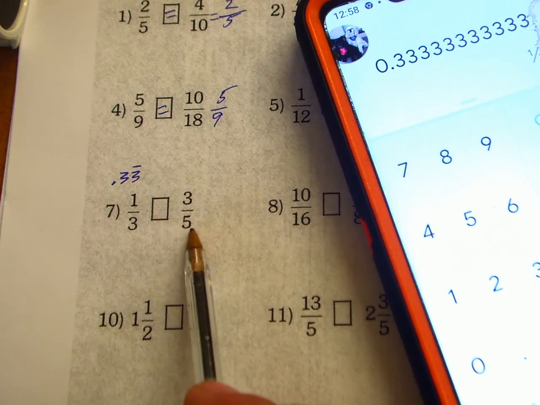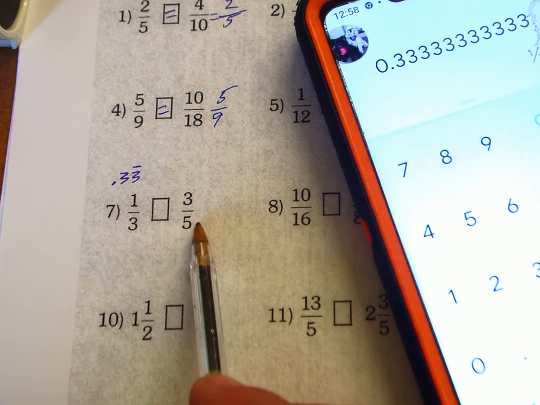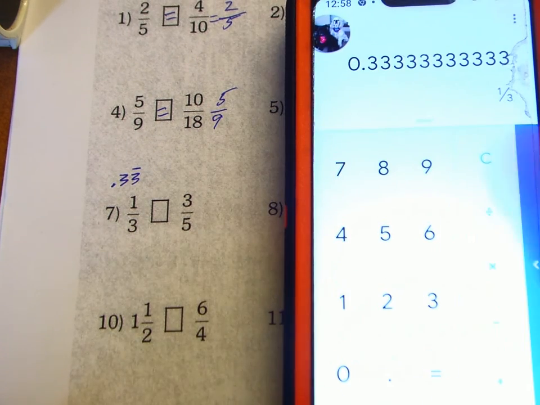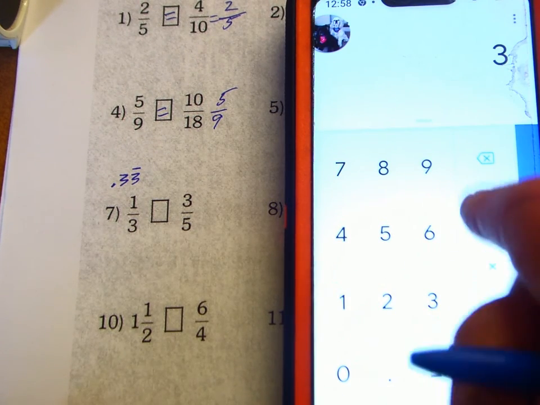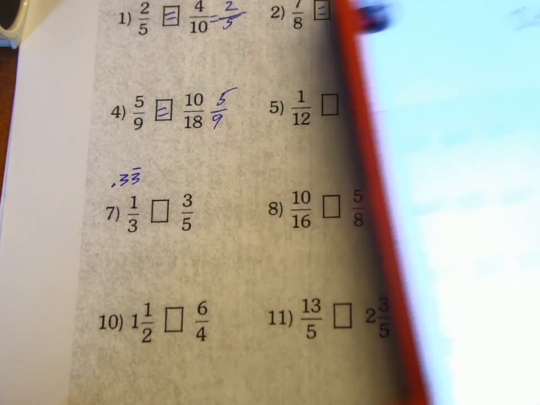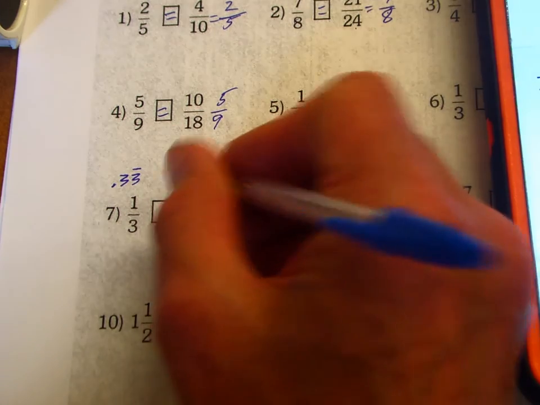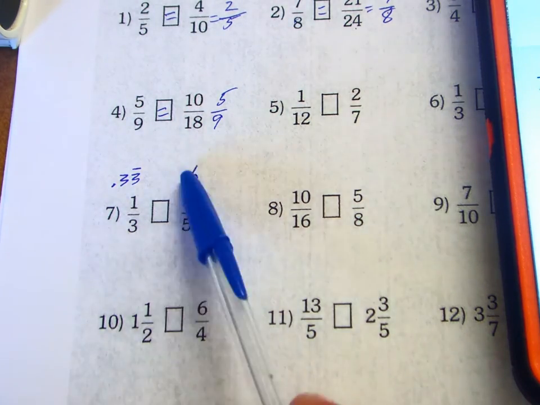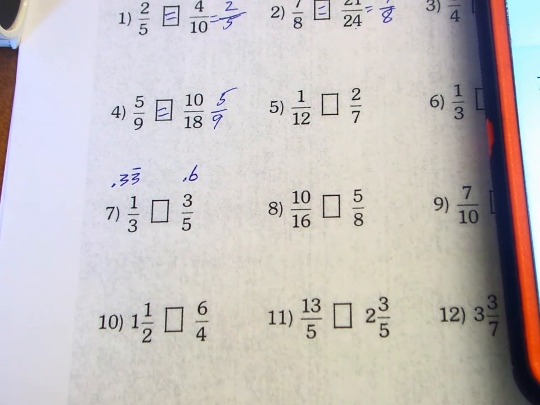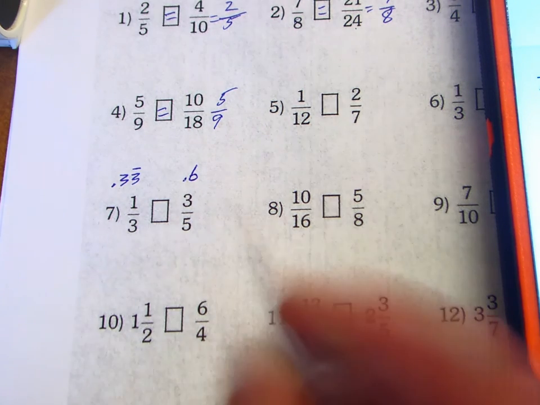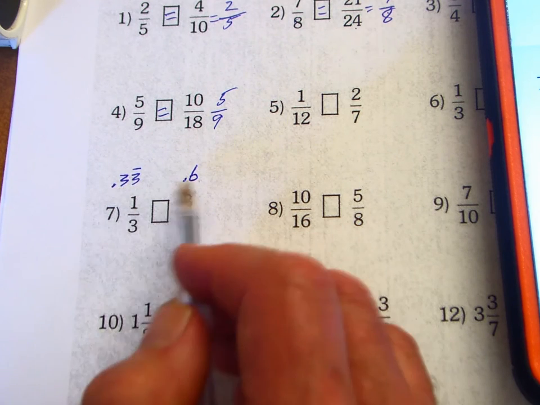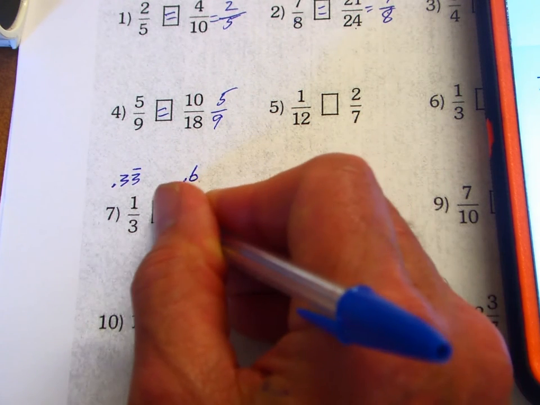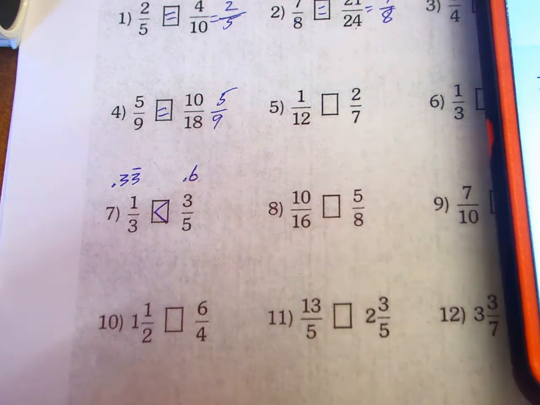The fifths you really should learn too. Okay? Fifths are 0.2, 0.4, 0.6, 0.8. 3/5. Let's do 3/5. 3 divided by 5 equals 0.6. 1/5 is 0.2. 2/5 is 0.4. 3/5 is 0.6. 4/5 is 0.8. And of course, 5/5 is 1. Okay, which one's bigger? 3, 6. This one's bigger. The alligator eats the bigger number.